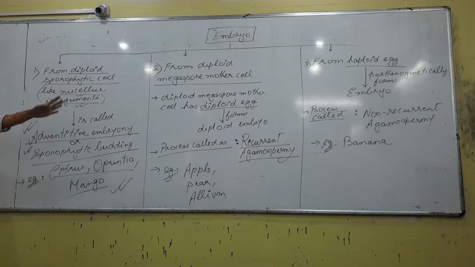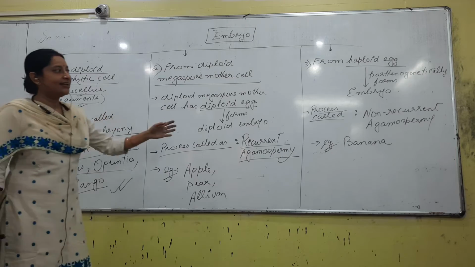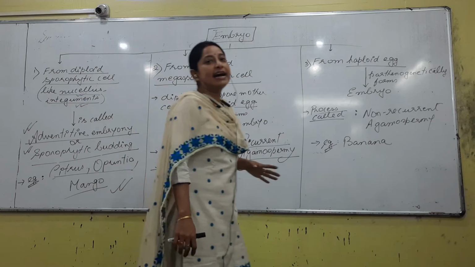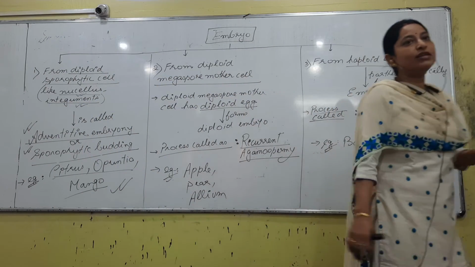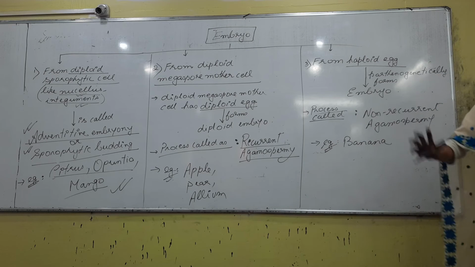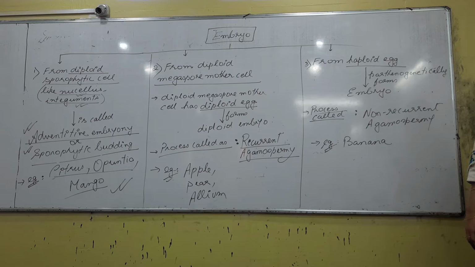From all the examples that we are going to write, it's only these 3 examples that have been asked mostly, right? As far as recurrent and non-recurrent, such questions do not come. So for apomixis, we generally remember sporophytic budding. If it is sporophytic budding, the sporophyte will behave as an embryo. Which sporophytic cell are we talking about, precisely? It is the nucellus and the integuments.